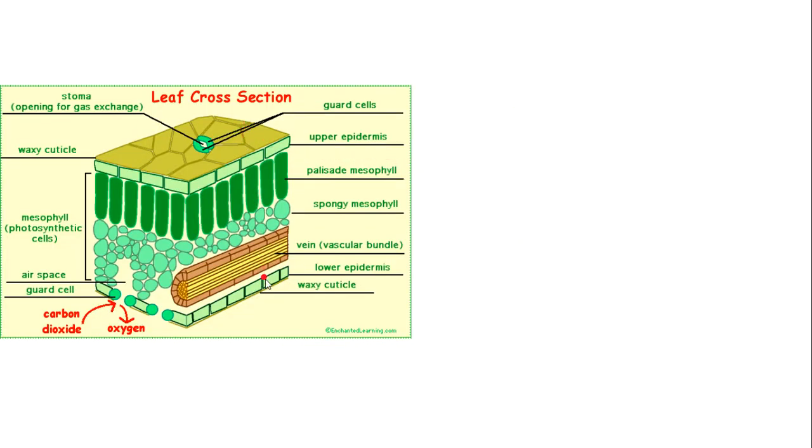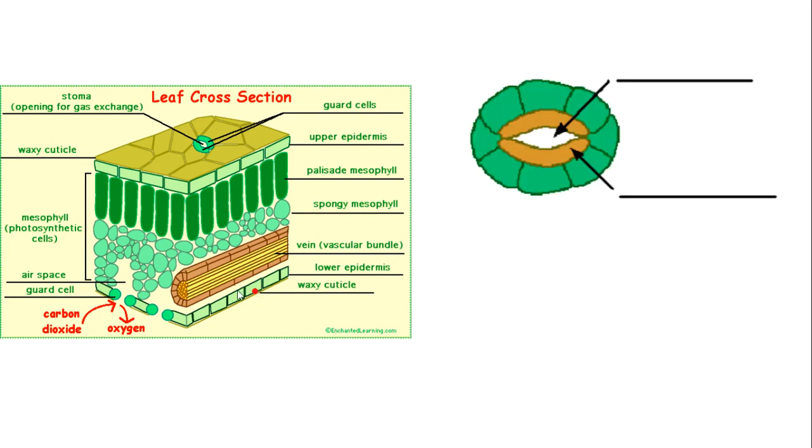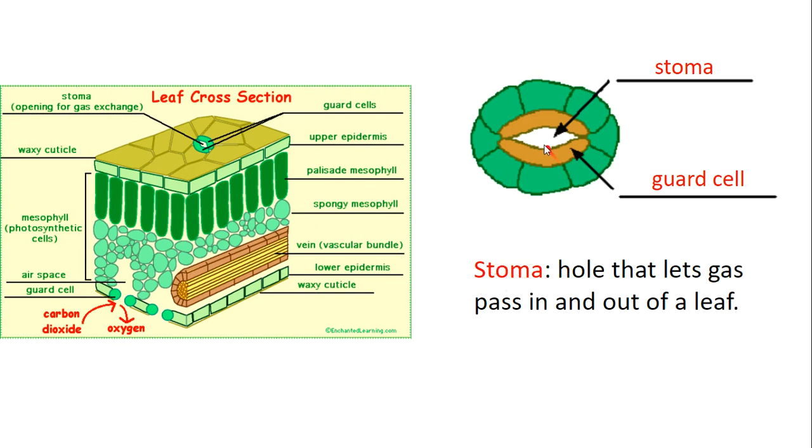So if we take a look at a cross section of our leaf where we kind of break down the different parts of the leaf, we need to make sure we are very familiar with the stoma and the guard cells. Remember, the stoma is a hole in the leaf that allows for the exchange of gases, oxygen and carbon dioxide, because plants will bring in carbon dioxide for photosynthesis and then they will release oxygen as a product. So the stoma allows for those gases to be brought in and to leave the plant.